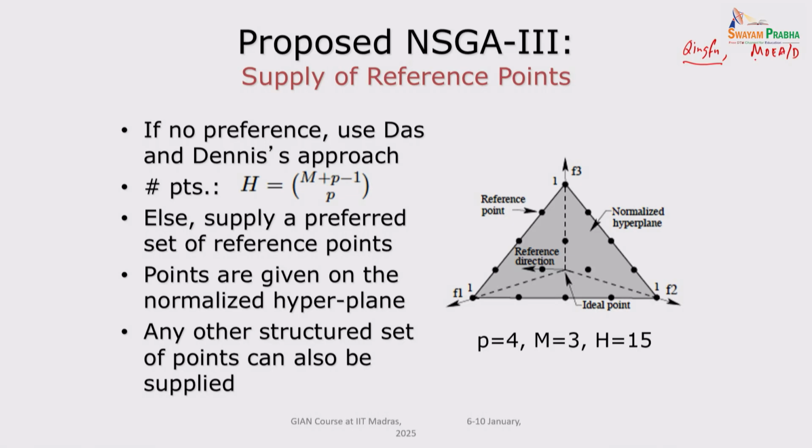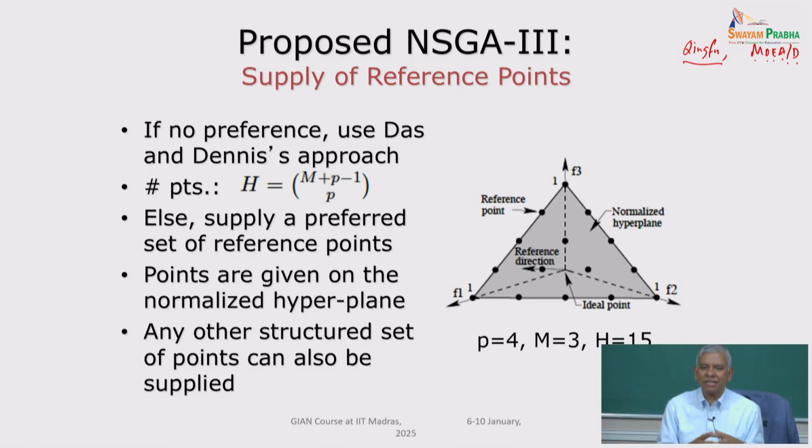MOEA/D. It's called multi-objective evolutionary algorithms with decomposition. So his idea was that we are going to decompose the entire Pareto set into maybe 10, 20, 50, depending on your population size, that many partitions. How? He said we're going to have some lines that are going from the ideal point towards the objective space.